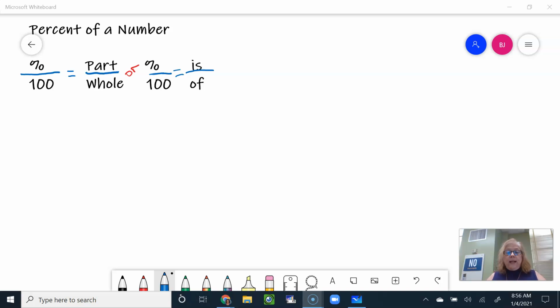If you can memorize this, where it says percent over 100 equals part over whole, or percent over 100 equals is over of, that will be very important for you. That will help you always be able to find the percent of a number. Whether you know the percent, the part, or the whole, if you know 2 of those things, you will be able to find the third. If you know percent and part, you can find the whole. If you know part and whole, you can find the percent. If you know percent and whole, you can find the part.